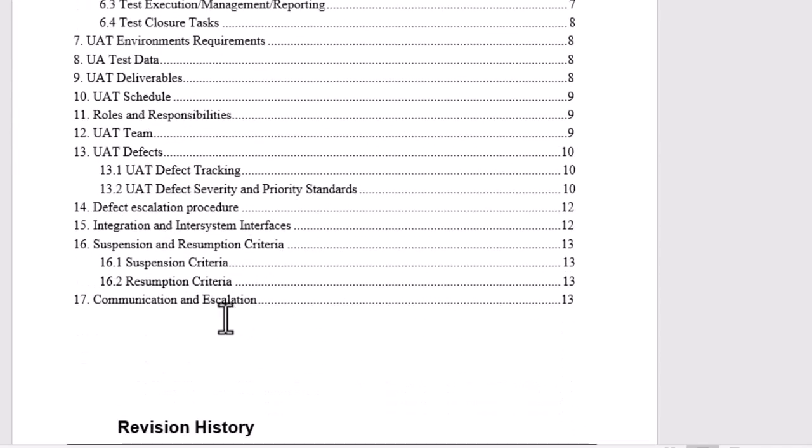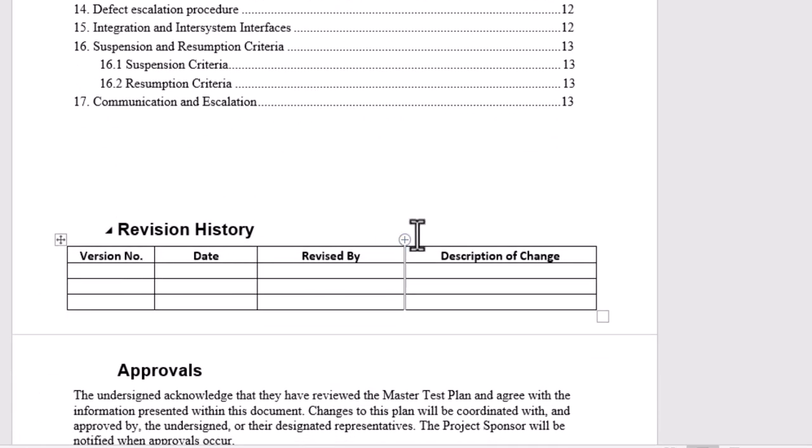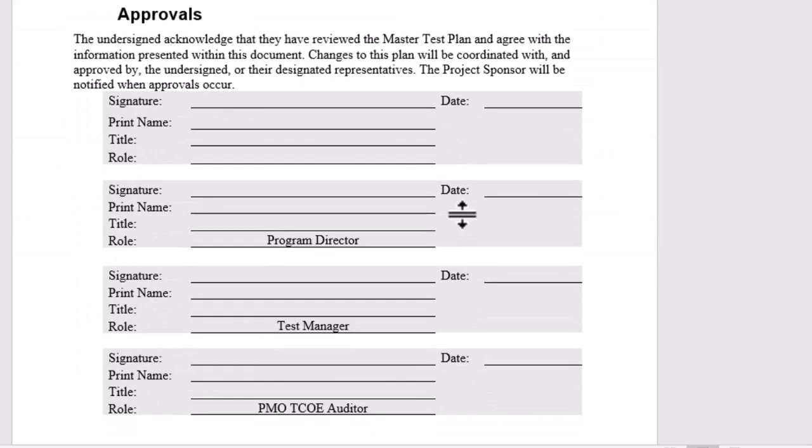So once you have done this summary, the first one is version control. It will be like how many versions we have done. So, okay, let's start with version 1. You put today's date, who revised it, and why you are changing it. And then the next one is approvals.